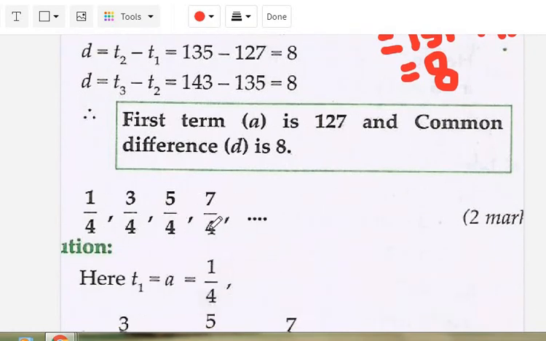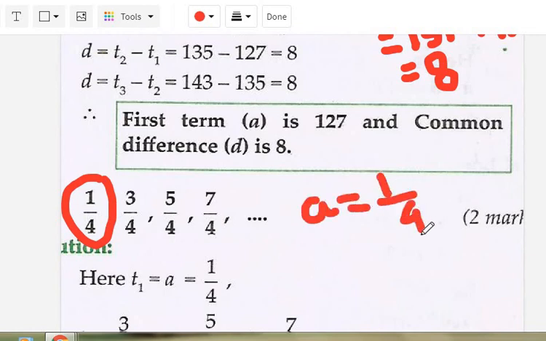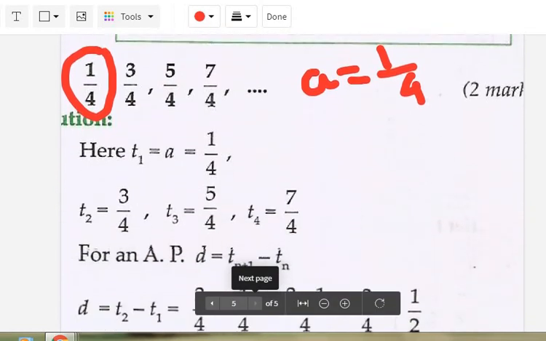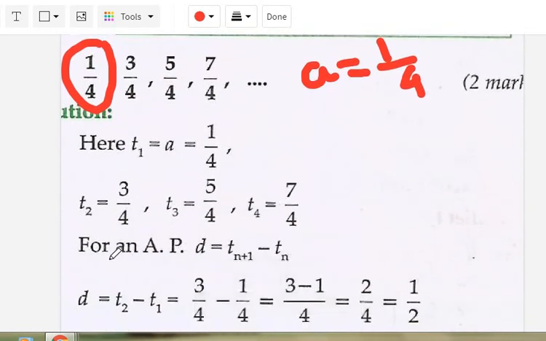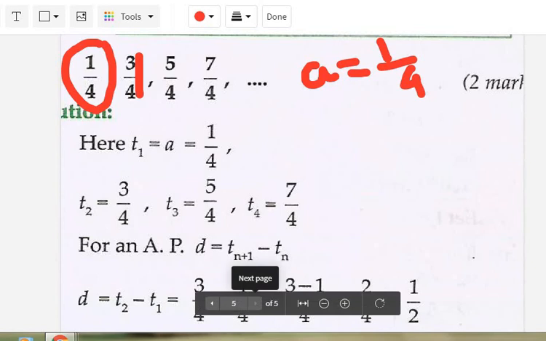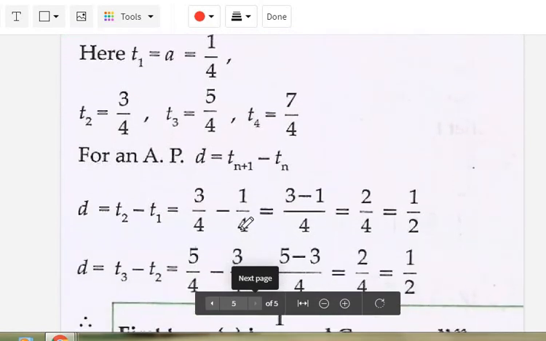Next question is 1 by 4, 3 by 4, 5 by 4, 7 by 4. Now see, 1 by 4 is your first term, that is A. A is equal to first term is equal to 1 by 4. First question answer is over. Now second, we have to find out common difference. Write T1, T2, T3, T4. Then for an AP, D is equal to Tn plus 1 minus Tn, because second term minus first term, that is T2 minus T1. T2 is 3 by 4 minus 1 by 4. Now denominator is common, same.